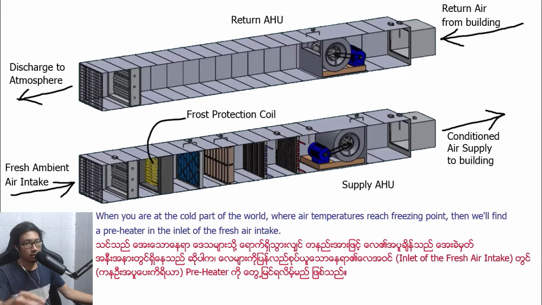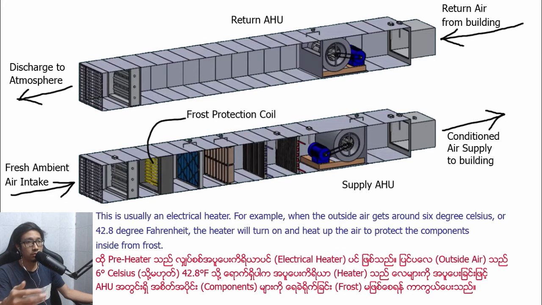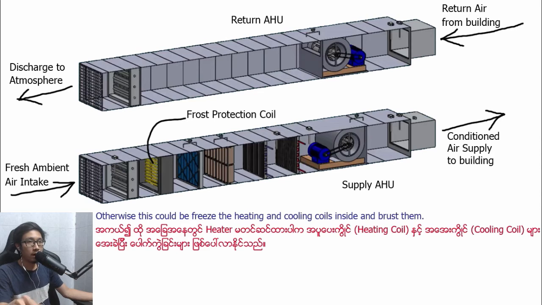When you are in a cold part of the world, where air temperature reaches freezing point, then we'll find a preheater in the inlet of the fresh air intake. This is usually an electrical heater. For example, when the outside air gets around 6 degrees Celsius or 42.8 degrees Fahrenheit, the heater will turn on and heat up the air to protect the components inside from frost. Otherwise, this could freeze the heating and cooling coil inside and burst them.